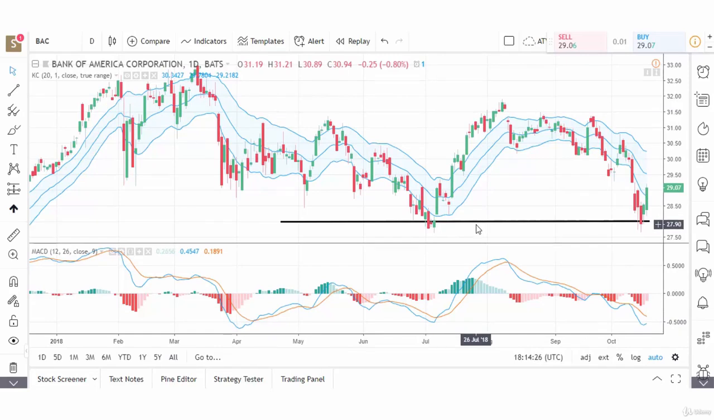So that's the Keltner channel, along with the MACD and support, and how we can use various time frames to set up our entry point.